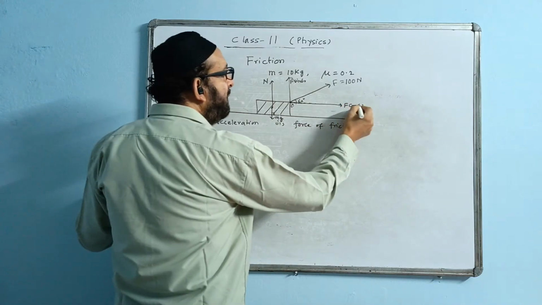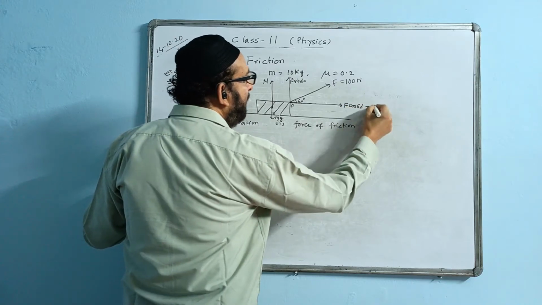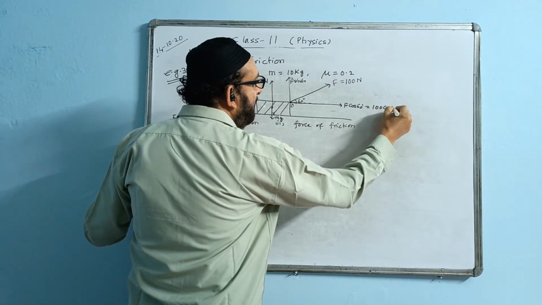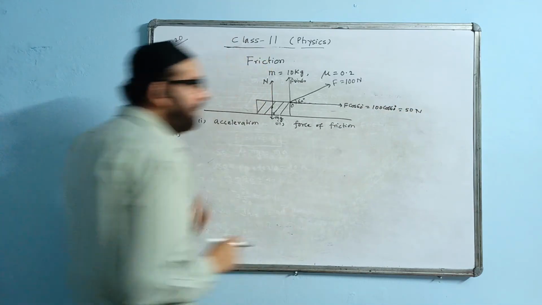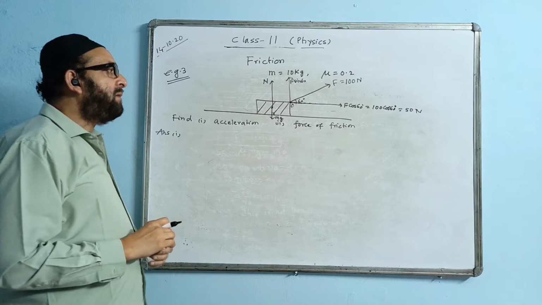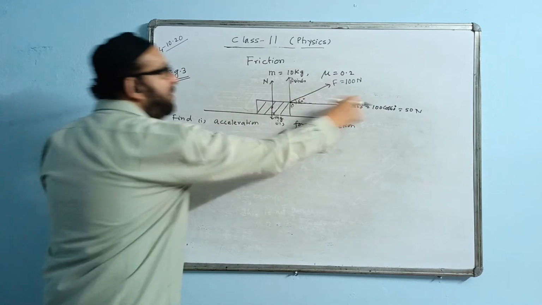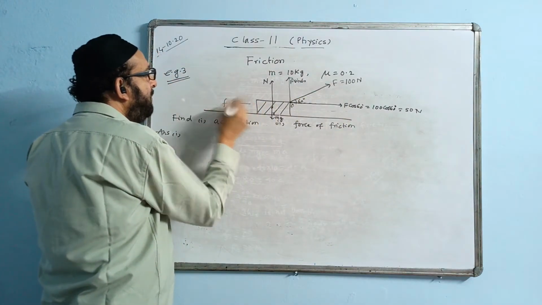So this force F cos 60 is the applied force. Let us take the value 100 cos 60. 100 cos 60 is half, so the answer will come 50 Newton. That is, in this direction the force applied is 50 Newton. Friction will act in this direction. You are giving a force like this, then the friction will act like this, the opposite way.